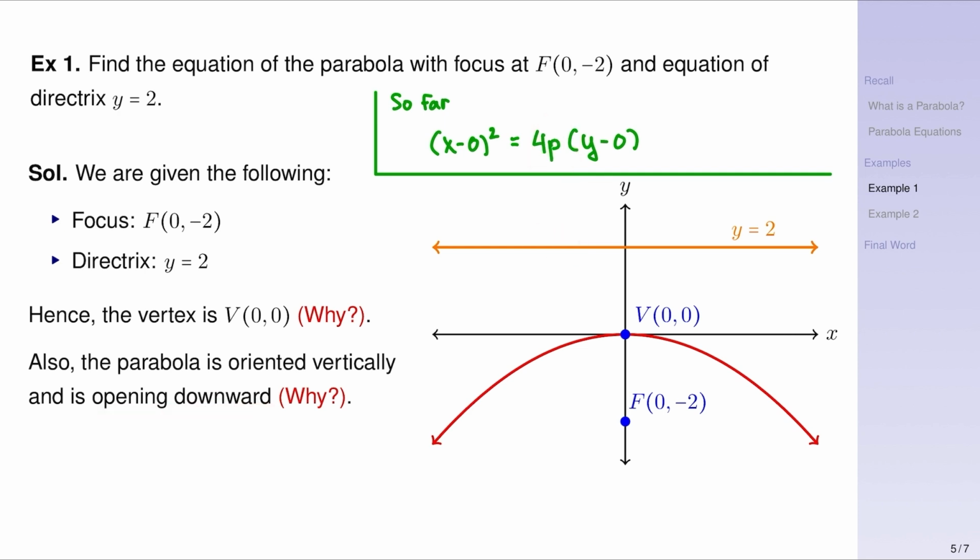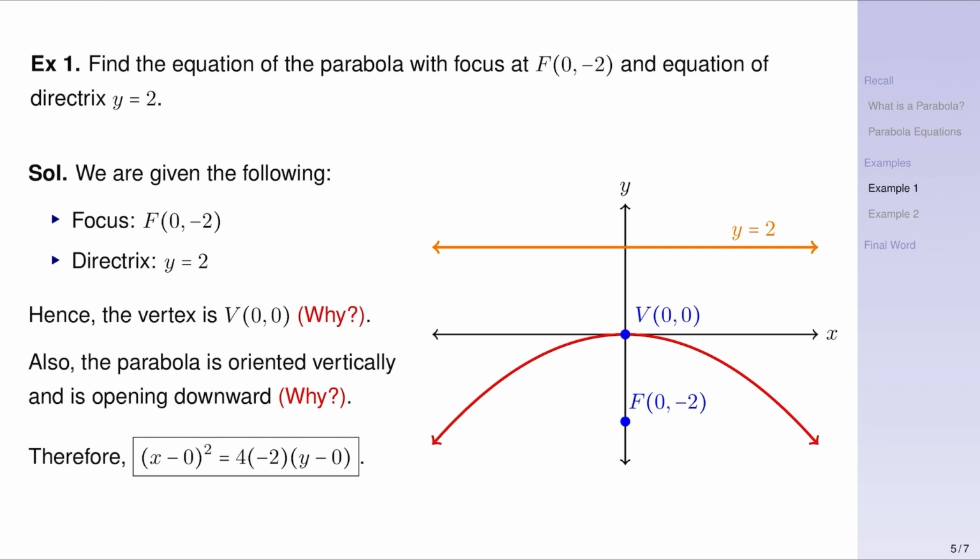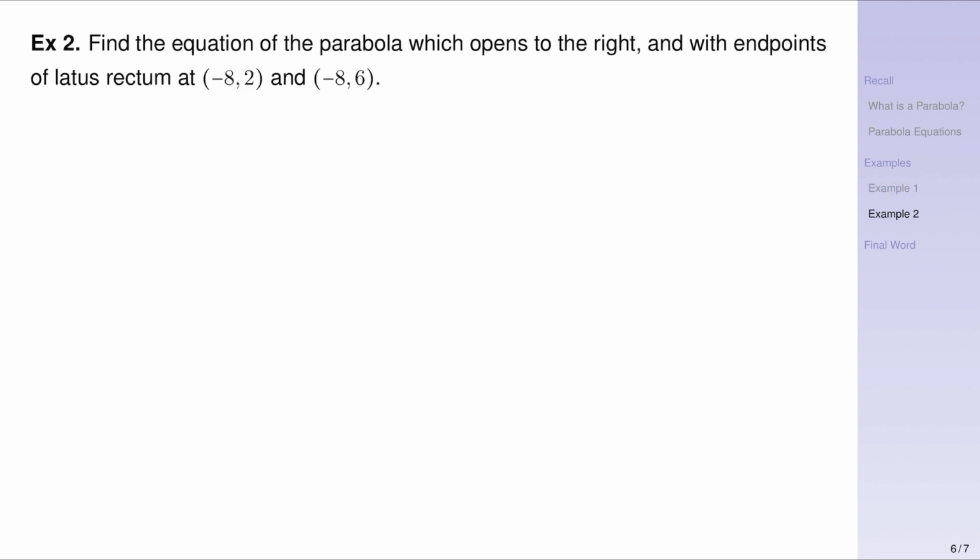That means the equation of the parabola is given by (x minus 0) squared equal to 4 times negative 2, as we obtained earlier, times (y minus 0). So that gives the equation of the parabola in this problem. As you can see, there are certain things that are important for you to understand in order to answer this problem. Let's now move on to our second and final example.